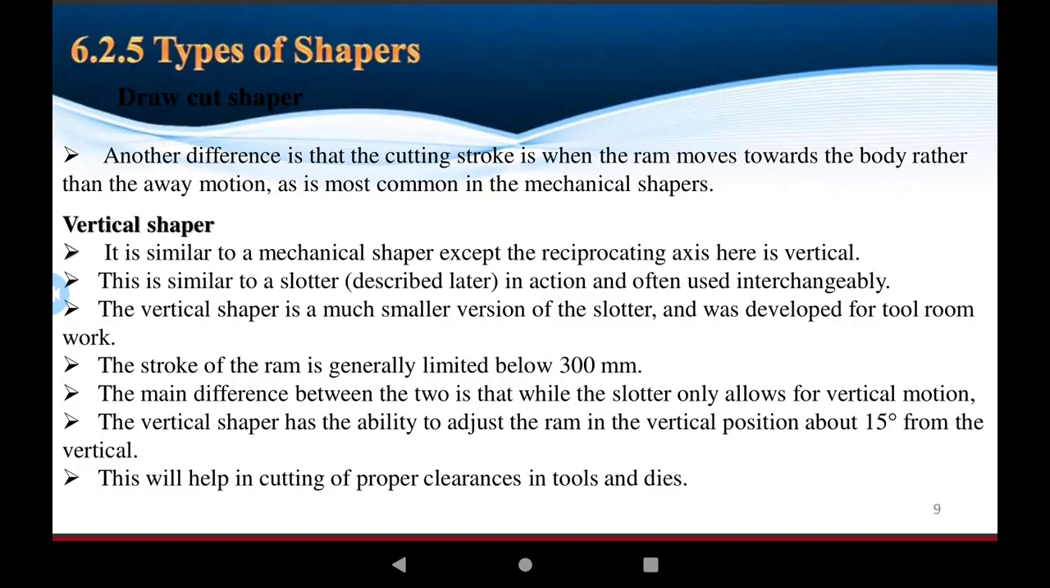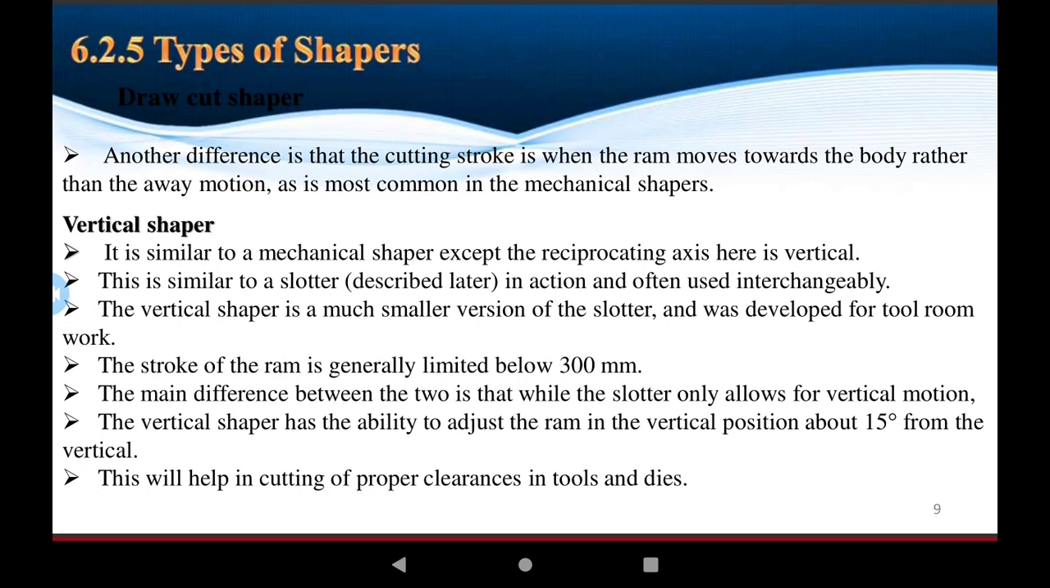It is similar to the mechanical swiper except for the reciprocating axis. Some of the vertical swiper machines require less floor area. Some of the power of these machines increases the material removal rate, with power transmission in kilowatts and some specifications in mm.